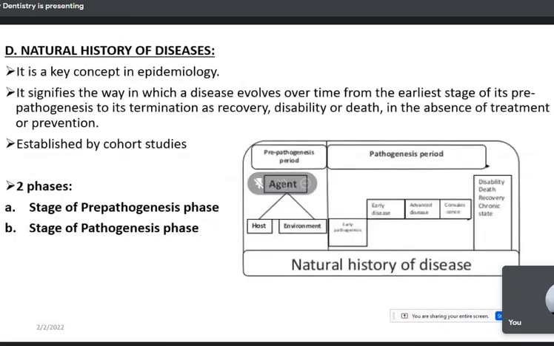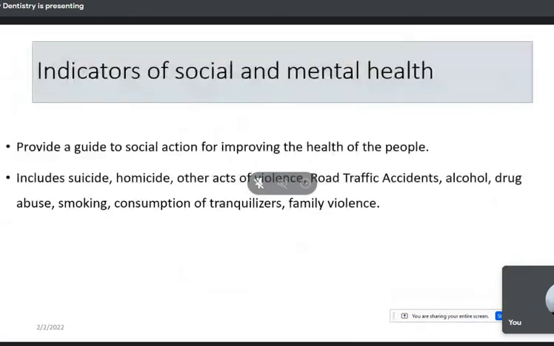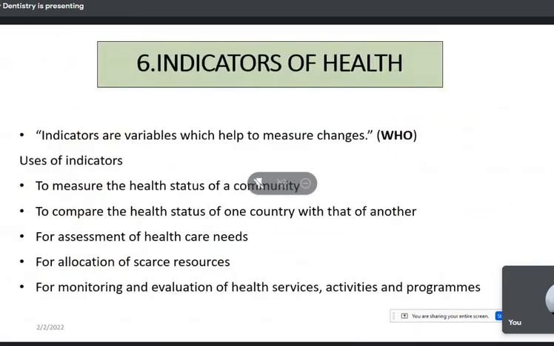Okay, so now let's finish this here. Let's see what we studied so far. Today we studied about the indicators of health.